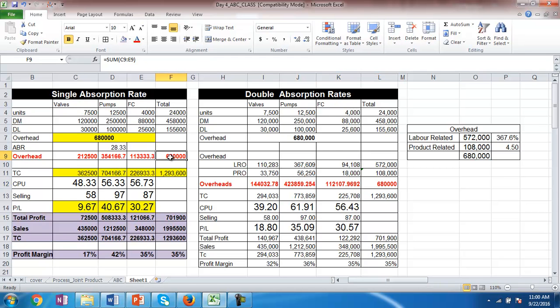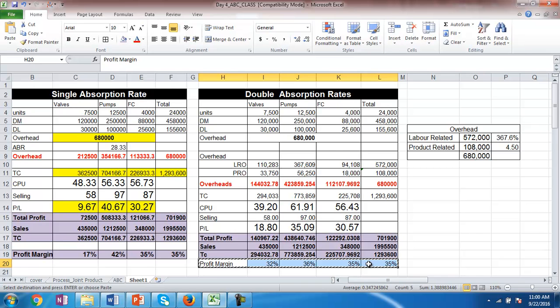But you see, the overall total overheads are same, but the way overheads are apportioned, allocated and absorbed over these three products are not same. So as a result, observe this profit, total sales and the total cost. Total profit, total sales and total cost, the total amounts may be same, but the per unit or product wise the profits are not same.